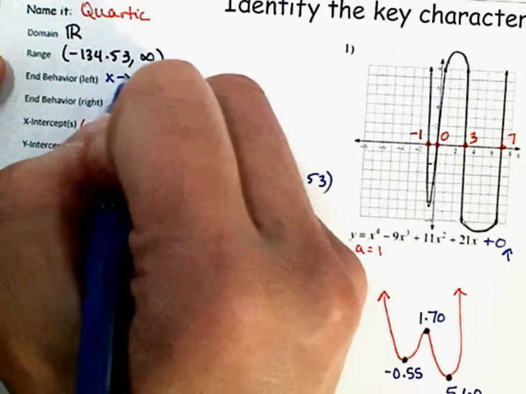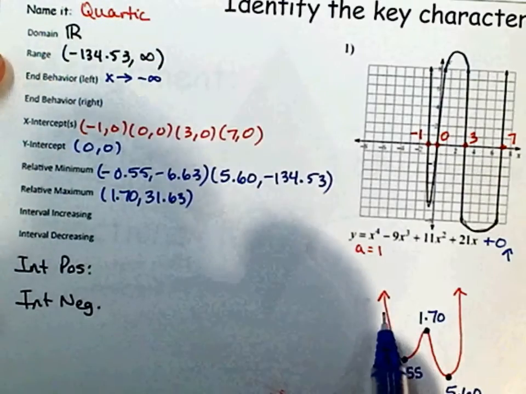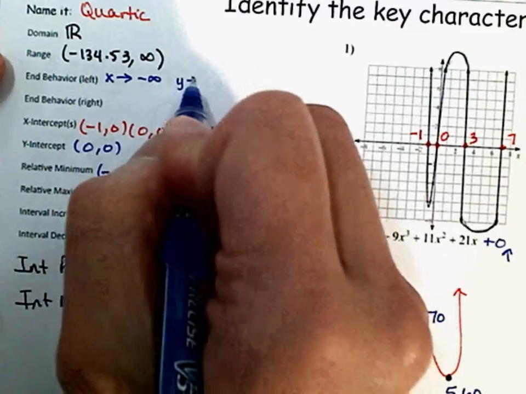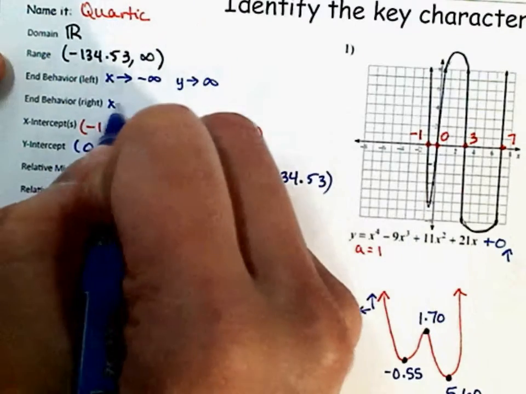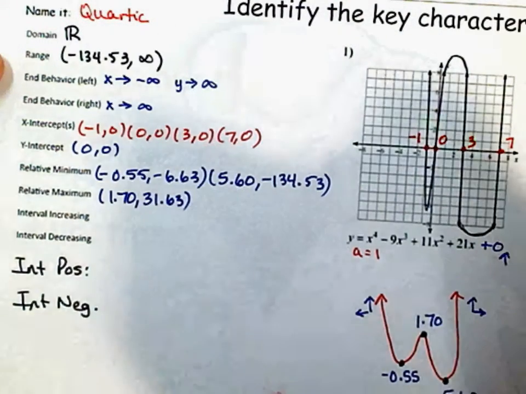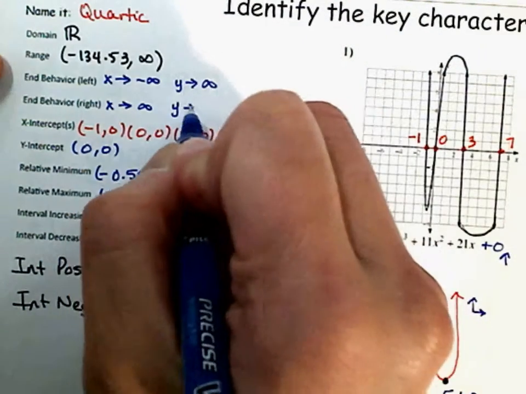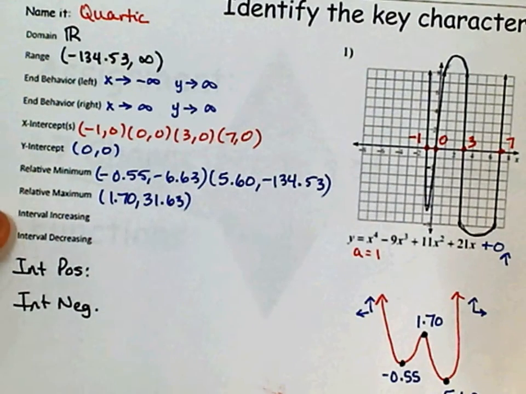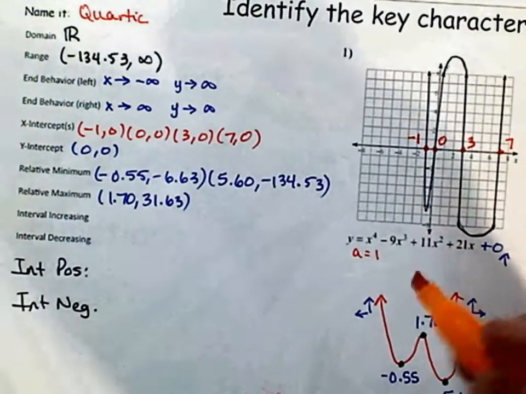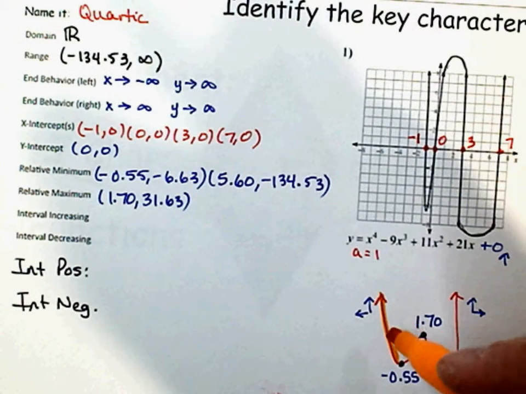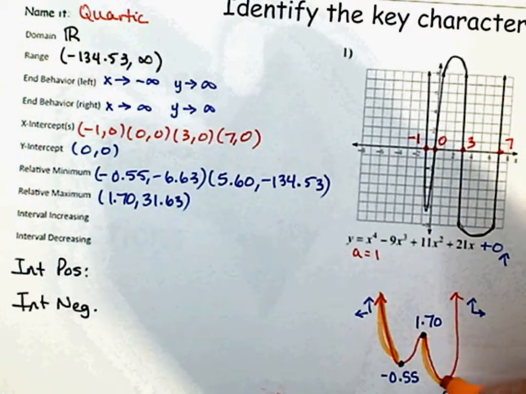This one will always go left. As I'm heading left, I'm going up. So my y is going up. On the right, as I'm heading to the right, I'm also going up. Okay? X-intercept, y-intercept, relative. Okay, intervals increasing and decreasing. Decreasing and decreasing. Those are the two decreasing.